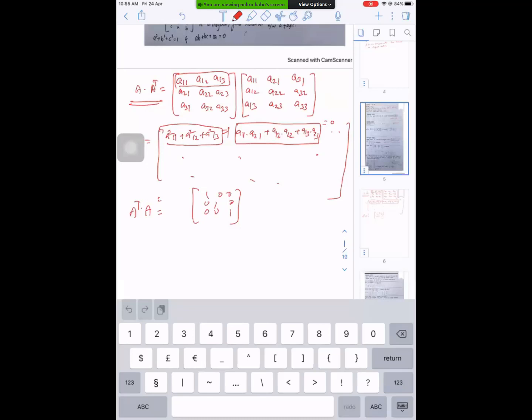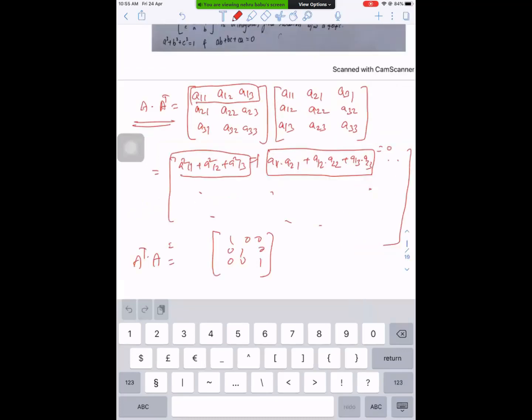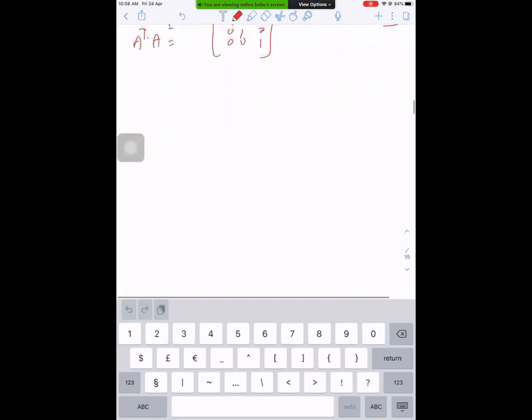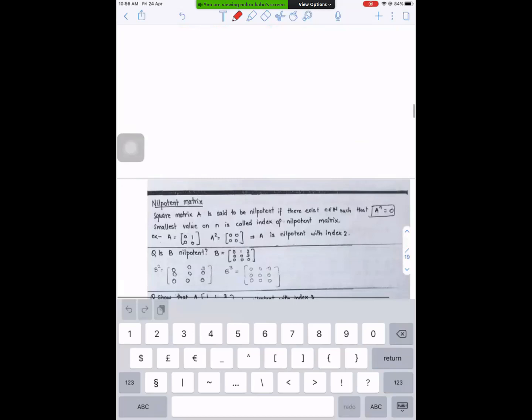A transpose, you will get row results. With the help of A transpose into A, you will get column results. So from this you can say every row is orthogonal to remaining rows, and similarly, every column is also orthogonal to remaining columns. And every row is a unit vector and every column is also a unit vector.